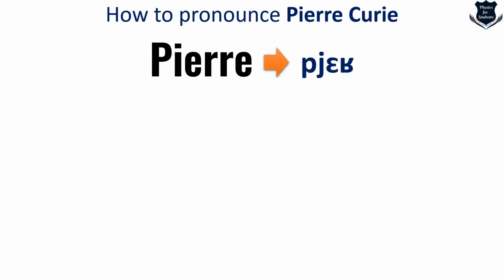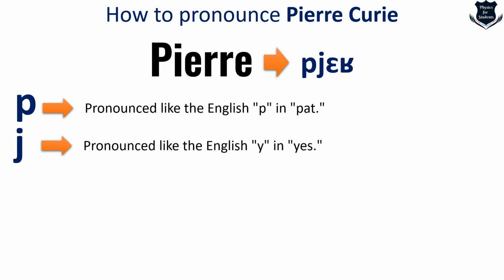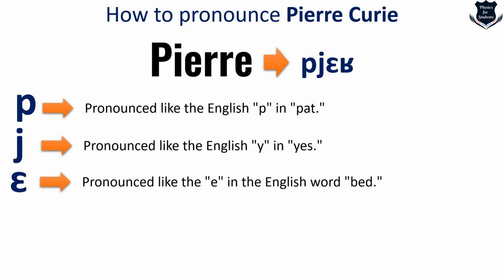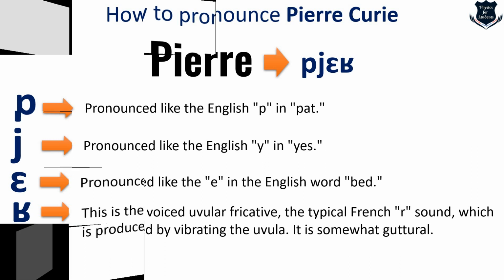So first let us take up the symbols. So the P, just as in pat, pa. And then the J, which is as in yes. So PA. And then this one, it is just like bed. So you get PA. And then the guttural sound, which is the Pierre.